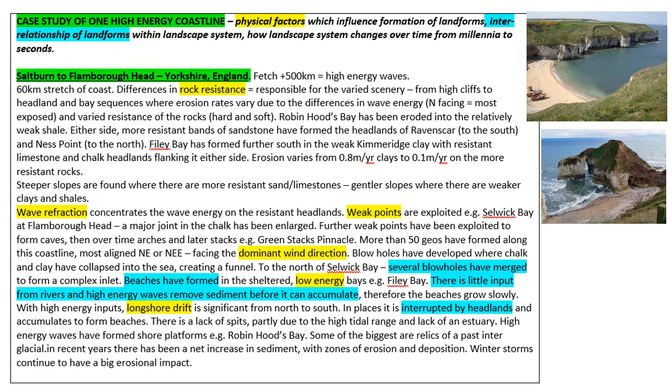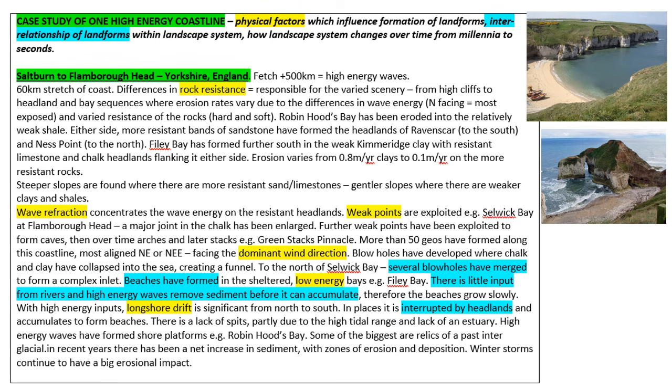Either side you've got resistant bands of sandstone that have formed the headlands of Ravenscar and Ness Point. Another bay is called Filey Bay, which has been eroded into the weak Kimmeridge clay. And again, you've got resistant limestone and chalk either side. Erosion varies depending on how strong the rock is, from 0.8 metres per year for the clays to just 0.1 metre a year for the more resistant rocks. So we have differential erosion. The steeper slopes are found where you've got the resistant sandstone and limestones, and the gentler slopes where the weaker clays and shales are found.